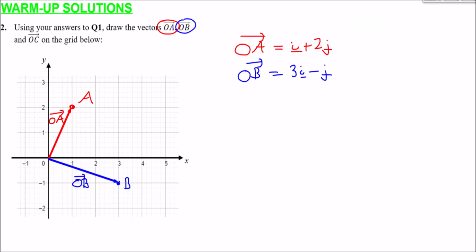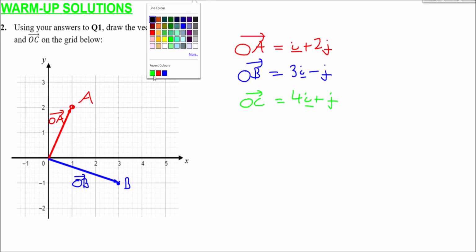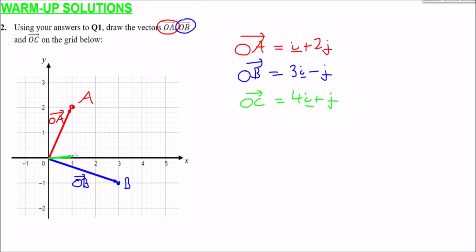Finally, OC, the position vector of C, we had was the summation of OA and OB, so that was 4i plus 1j. So that's 4 along and 1 up. And so OC could be represented like so. So 4 along and 1 up gets us to point C. And this vector here is OC. We're going to use this now for warm-up question 3.